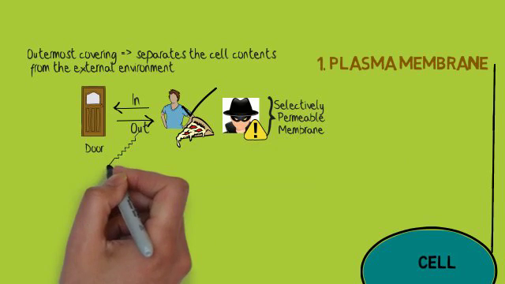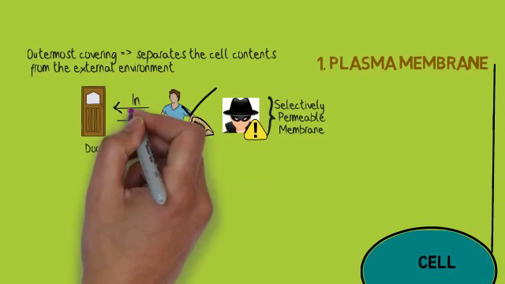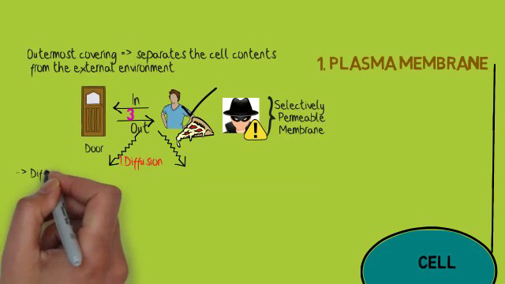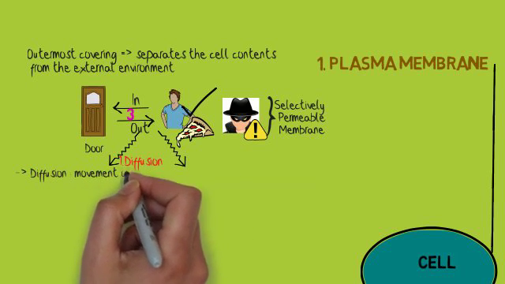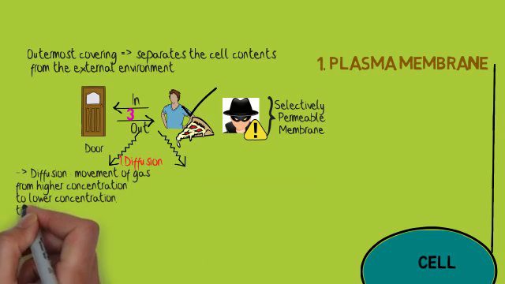That is, it selectively lets things pass through it. The next logical question anyone is going to ask is, how does this door work? How does it allow entry and exit? There are 3 primary mechanisms in which materials are transported in and out of the membrane. The first one, diffusion. Diffusion is a movement of gases from an area of higher concentration to a lower concentration till the concentration becomes uniform.